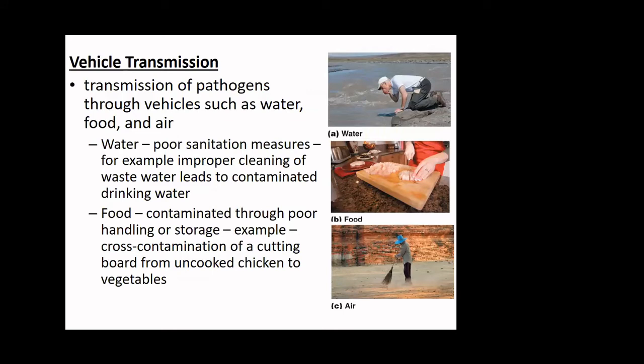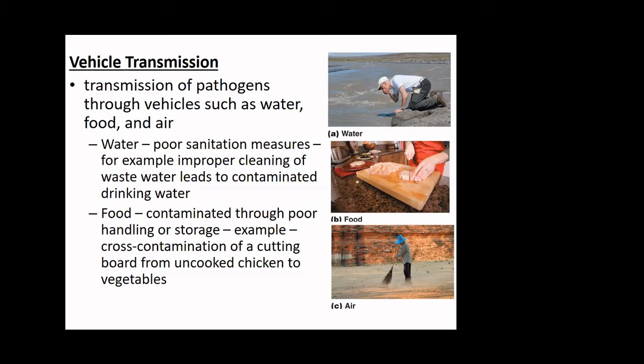So vehicle transmission is different than direct transmission because pathogens are traveling through water or food or air. Water, that's pretty straightforward, right? Improperly cleaned water or improperly treated wastewater leads to contaminated drinking water, which leads to people that are sick. Contaminated food, that one's pretty self-explanatory as well, either through poor handling or storage or through cross-contamination.